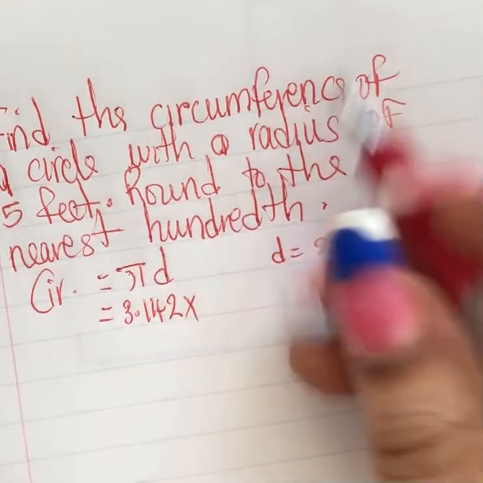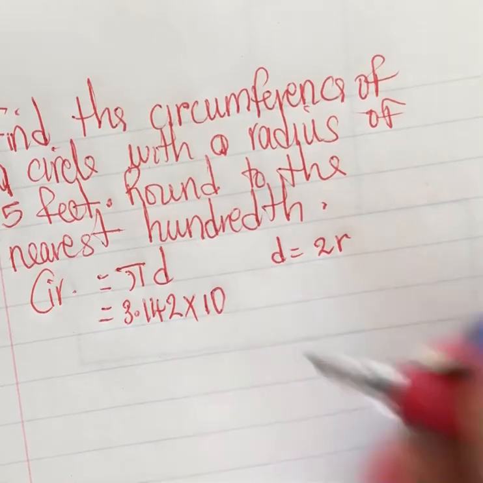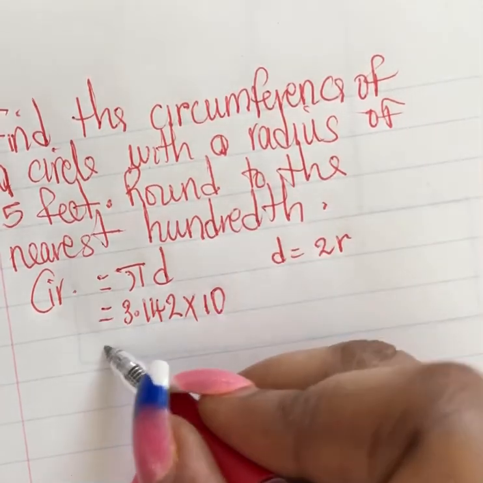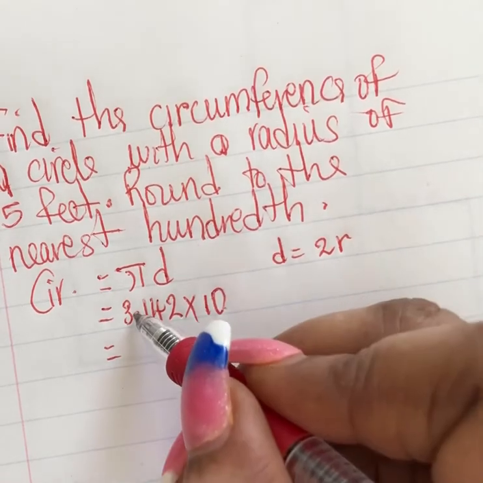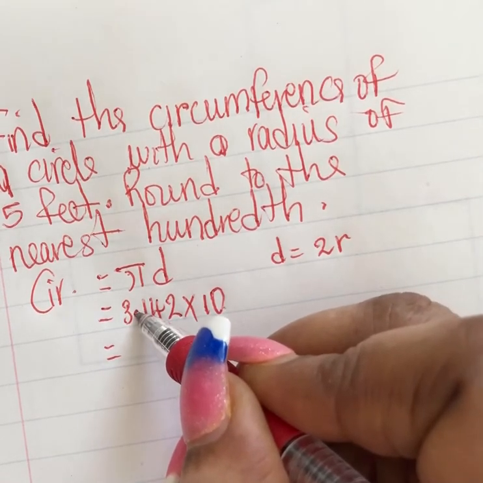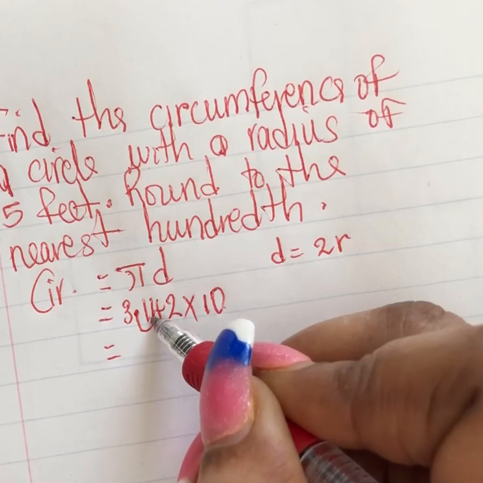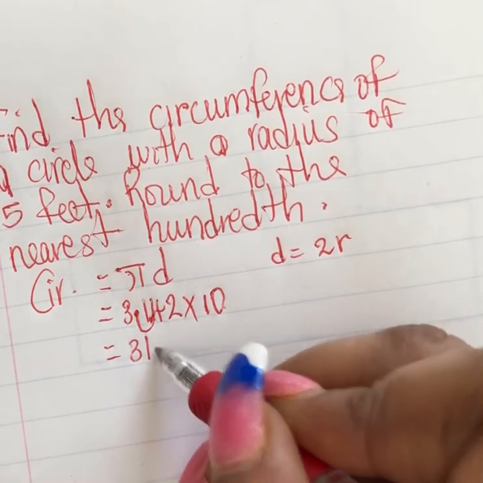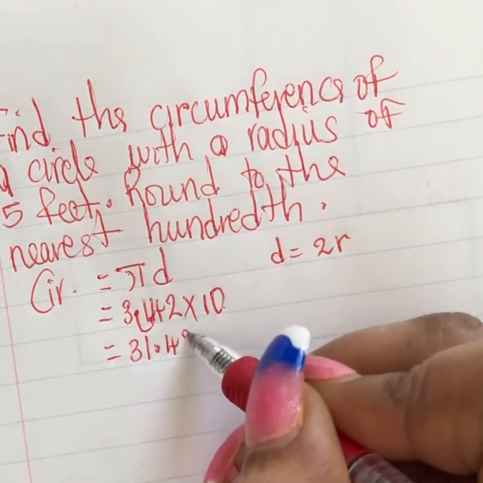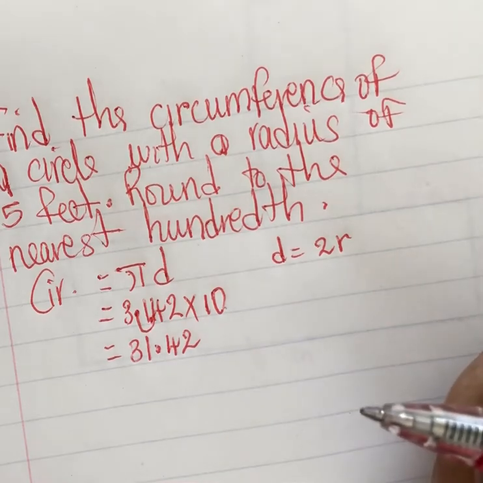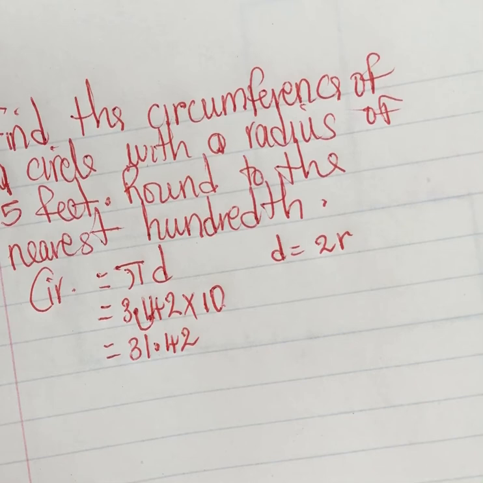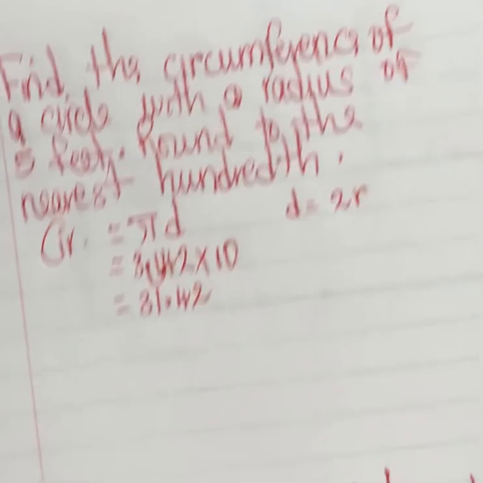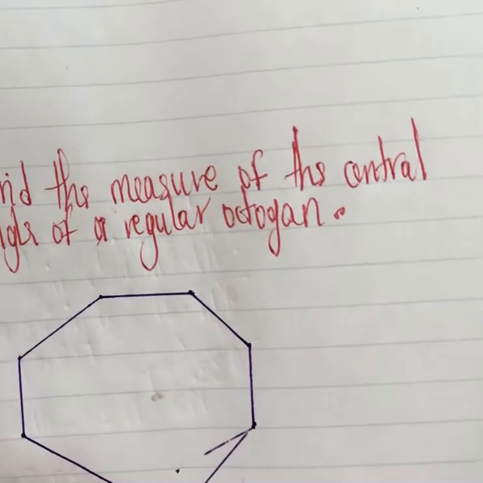So if my radius is 5, my diameter will be 10. And this is very straightforward to do because I'm multiplying by 10. I start at a point and I make one move to the right. So one move to the right will give me 31.42. Okay? So that will be my circumference, rounded to the nearest 100th. Let us look at another question.